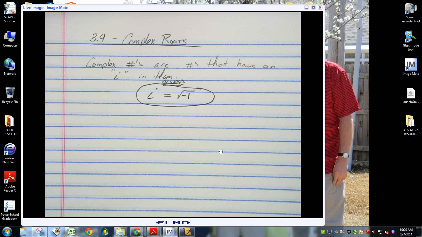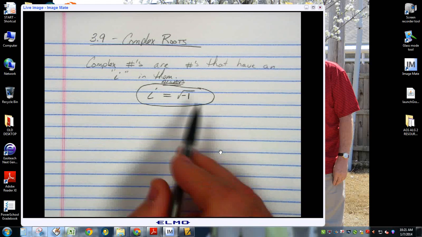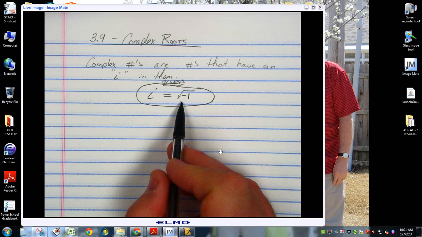Remember how we talked about writing complex numbers, for the ones where you've got a negative sign underneath the square root? I said that backwards. A negative sign underneath the square root. This is what's called an imaginary number.